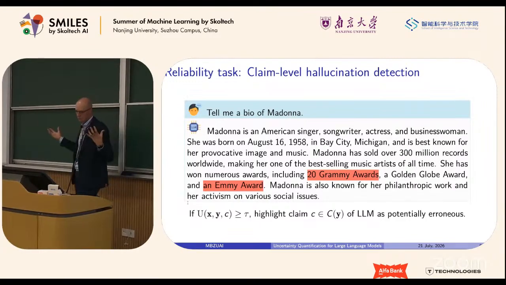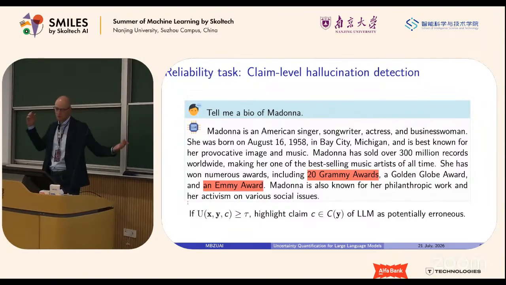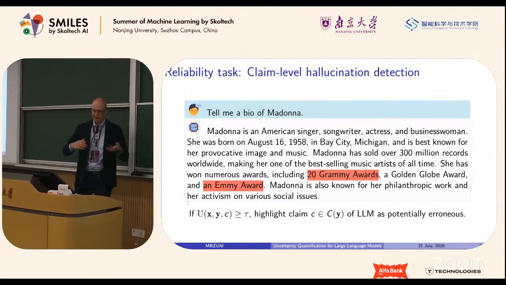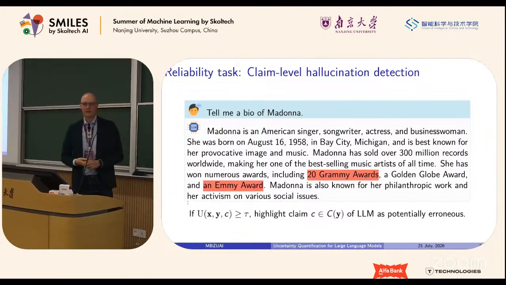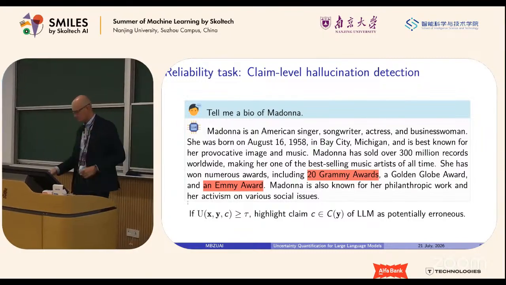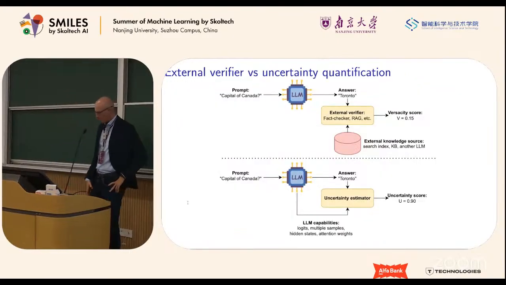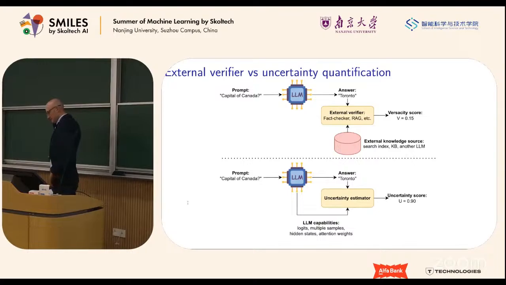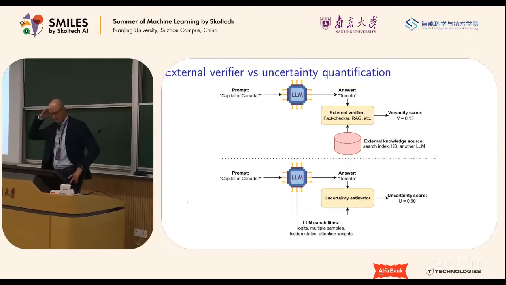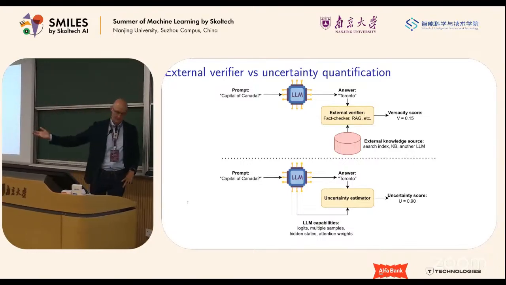We can try to create some sort of a function that assigns scores to some span of text and highlight them when the uncertainty exceeds a certain threshold. All right, so now let's maybe discuss a little bit what uncertainty is.